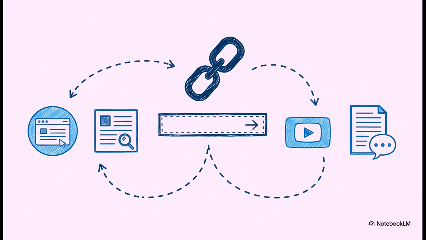You can also pull information directly from the internet. Now, what's really interesting here is the distinction. For a standard web page, pasting the URL pulls in all the written text. But for a YouTube video, it doesn't analyze the visuals. It intelligently extracts the video's transcript or captions and turns that into a text-based source.